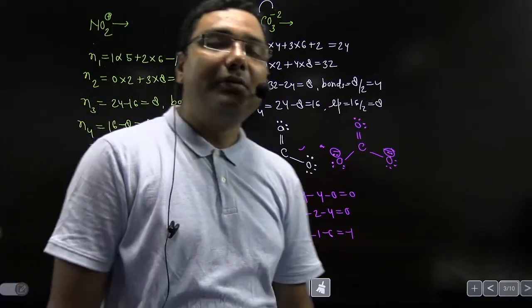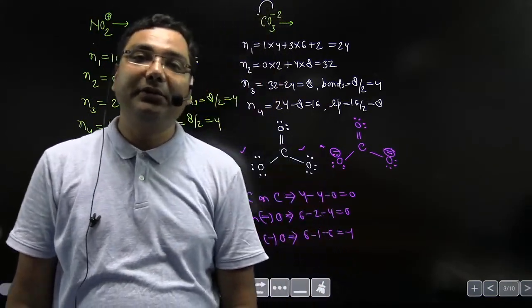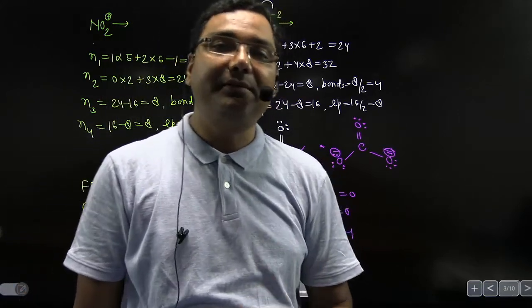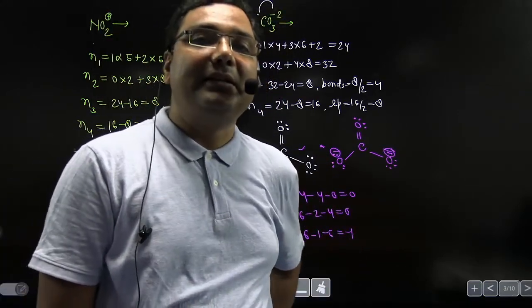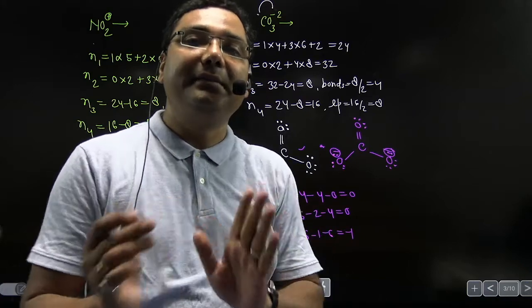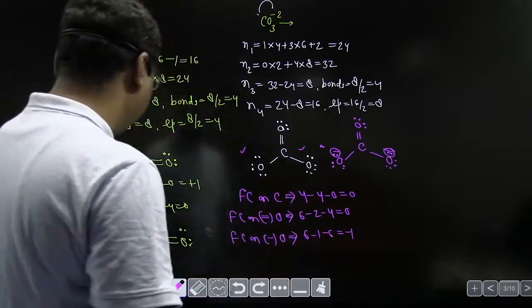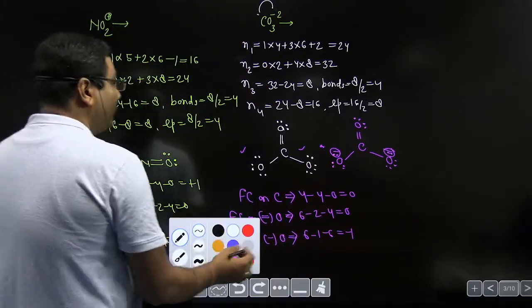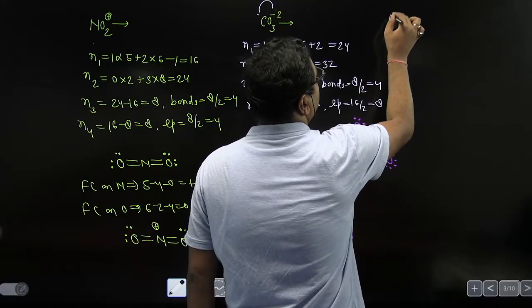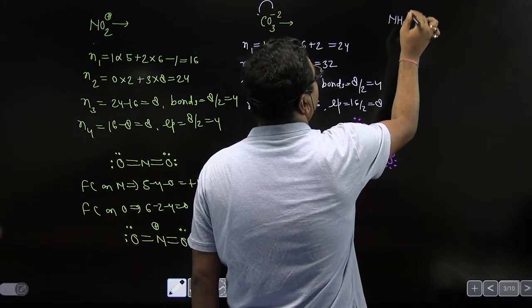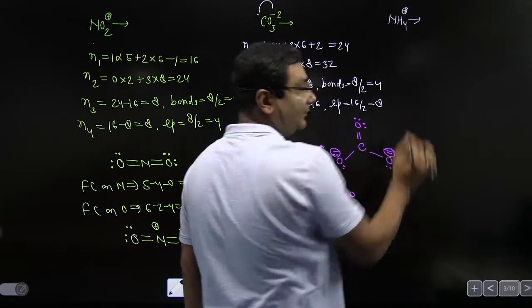Normally you can't draw the structure of these molecules very easily, but with the help of this formula you can find the structure of such molecules in an easy way with an accurate answer. Suppose we have to draw the structure of NH4 plus.